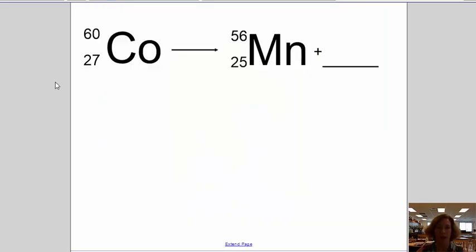So if you have a problem like this, where you have cobalt-60 changing into manganese-56, what type of emission is this? Well, what plus 56 gives me 60? That would be 4. What plus 25 gives me 27? That would be 2. So this is a helium nucleus, so that tells me that cobalt underwent alpha decay to form manganese-56.